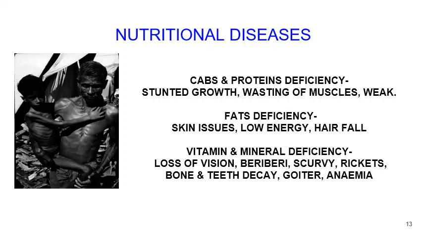If vitamins and minerals are absent in the food, we get different diseases called deficiency diseases. One example is loss of vision, another is beriberi, another is scurvy, rickets, bone and teeth decay, goiter, that is a kind of disease in the throat, and anemia, which means there will be low hemoglobin in the blood. You can study this in detail, as each vitamin has a different role to play.